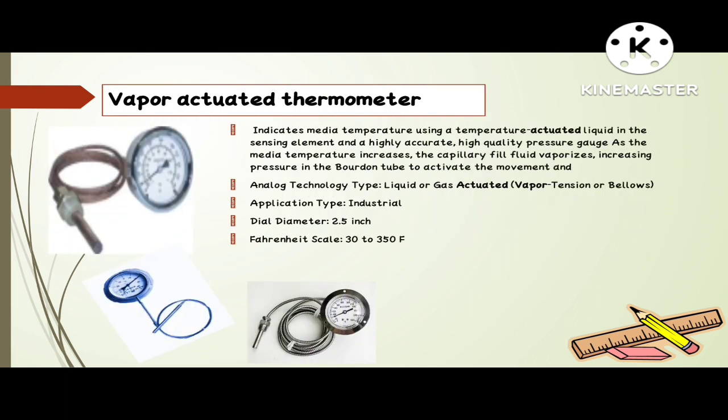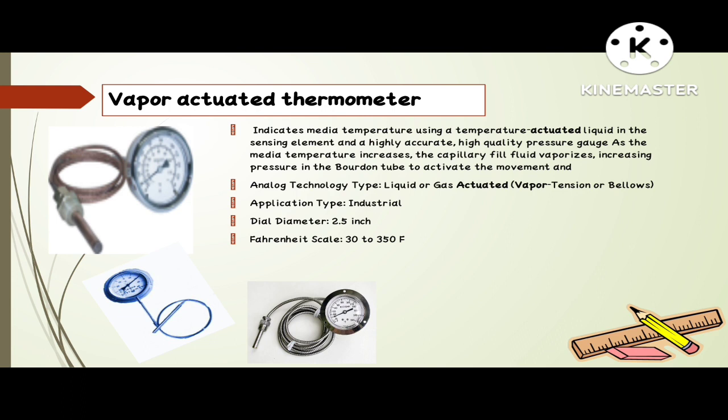Vapor pressure actuated thermometer indicates media temperature using a temperature-sensitive liquid in the sensing element and a highly accurate, high-quality pressure gauge. As the media temperature increases, the capillary filled fluid vaporizes, increasing pressure in the Bourdon tube to activate the movement.